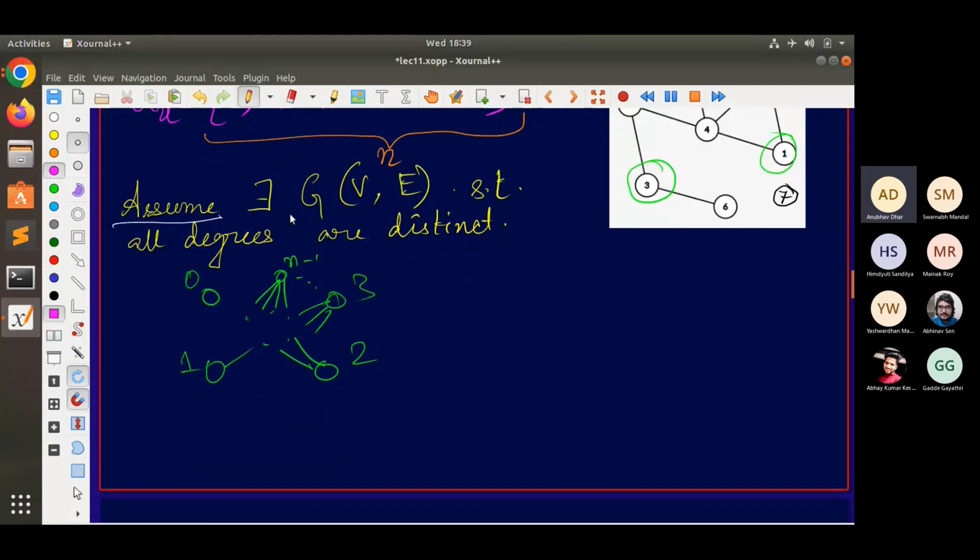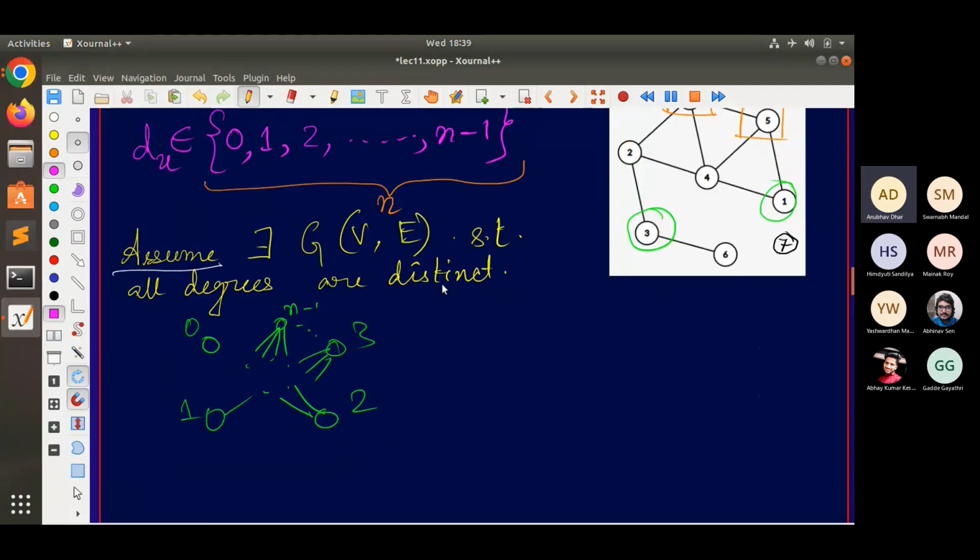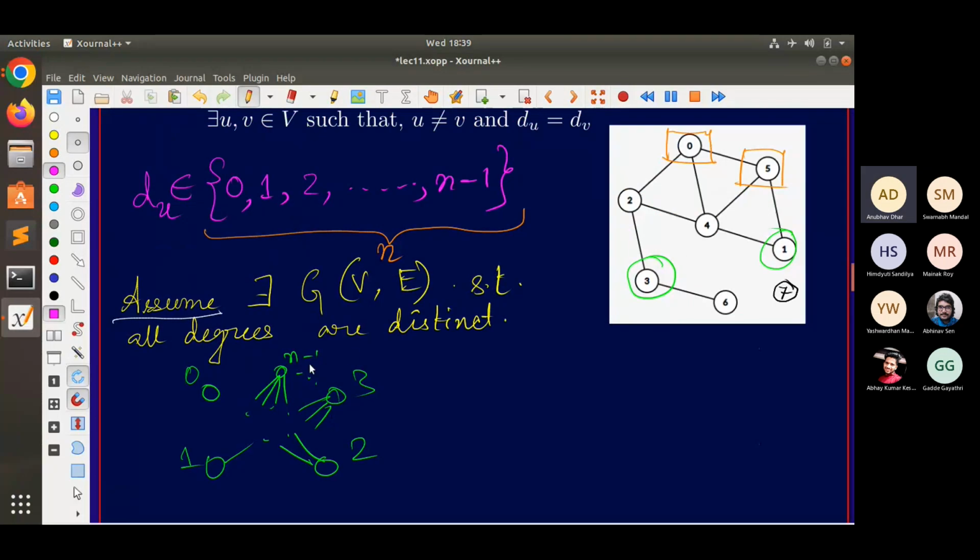But when you assume that there is a graph having all degrees distinct, then it is compulsory that there must be a vertex that has degree n minus 1. Does that clear your doubt? Yes, understood. Okay. So why must all of these vertices be present?